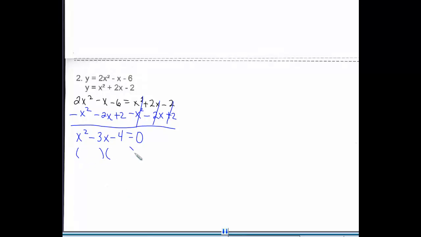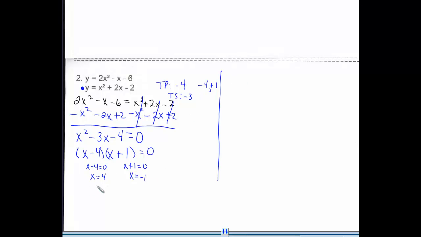Now all we need to do is just factor. x times x is x squared, and the two numbers that multiply together to give me negative 4 but combine to give me a negative 3, a negative 4 plus 1. So negative 4 and positive 1. So when I solve these for x, x minus 4 is equal to 0, so x equals 4, and x plus 1 is equal to 0, so x equals negative 1.